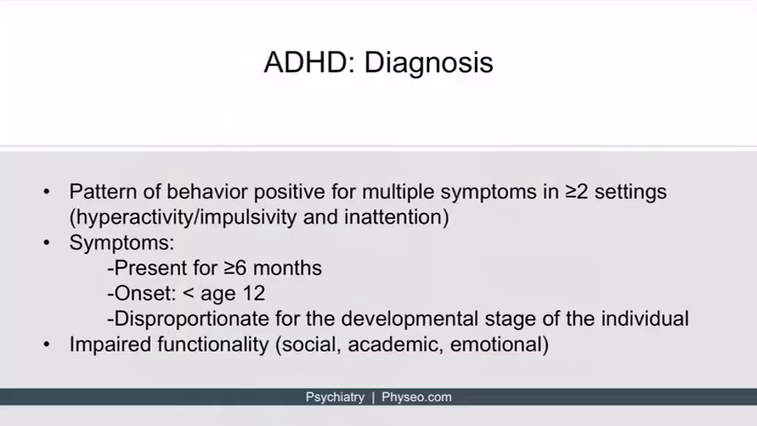To diagnose ADHD in kids under 17, there must be a pattern of behavior that is consistently positive for both types of symptoms in at least two different settings. So for example, a child may have episodes of excessive talking and interrupting others at school, and then exhibit the same behavior at home. This idea of exhibiting the symptoms in two different settings is important for the diagnosis. This behavior must be present for at least 6 months, and it must begin prior to age 12. Another important point is that the symptoms must be disproportionate for the developmental stage of the individual.